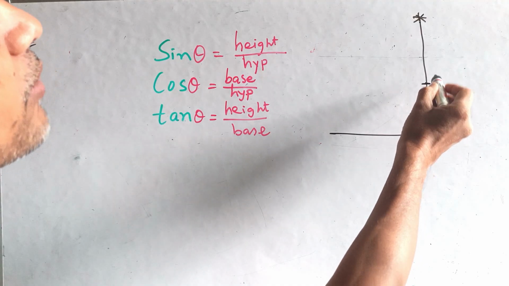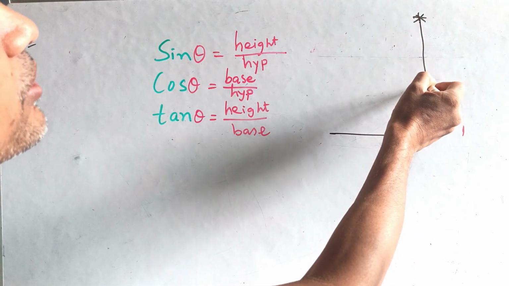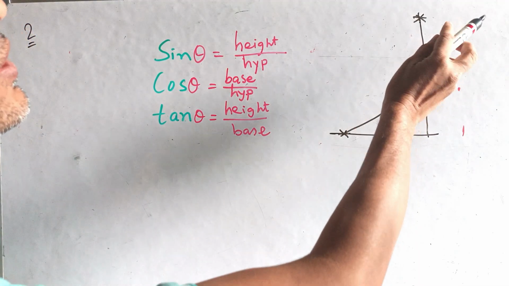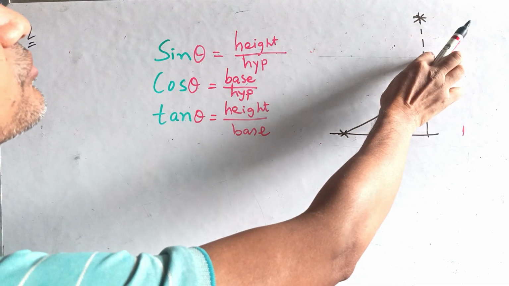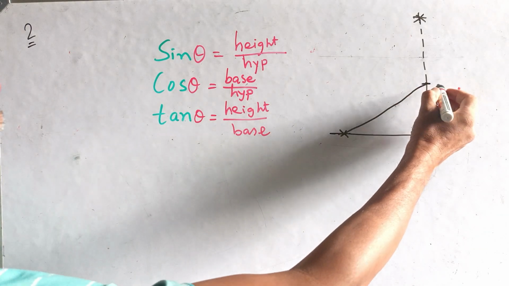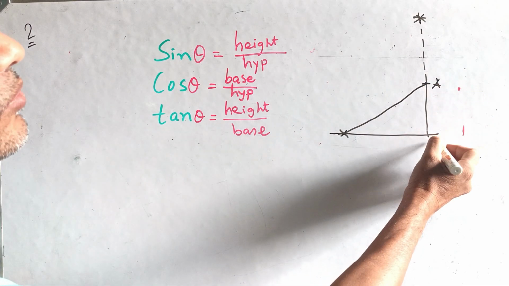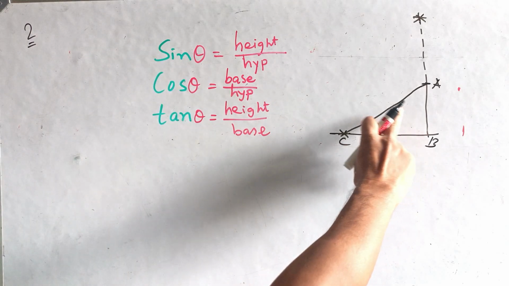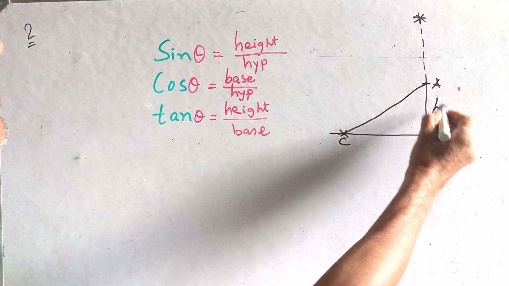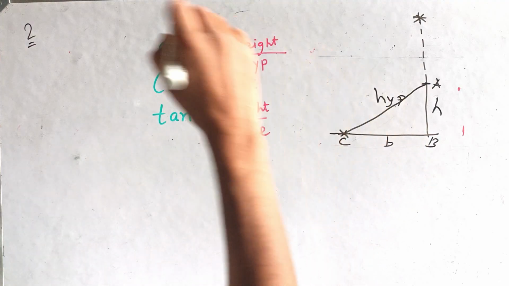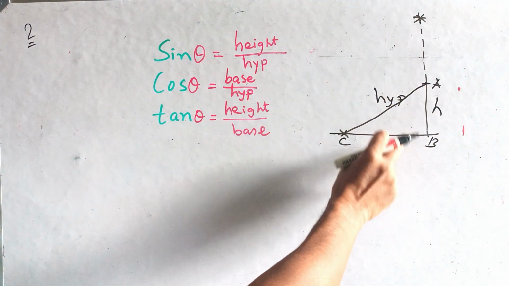So if it is broken, what will happen? This top part from here will touch the ground here like this. The top of the tree is no more there, but I kept it as a dotted line. So now this is the problem. A, B and C are given. Immediately you have understood that this is a 90-degree angle, this is the height, this is the hypotenuse, and this is the base.